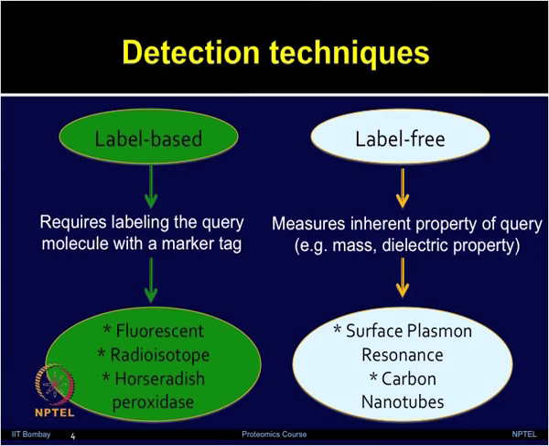The label-based methods require labeling the query molecule with a marker tag. These tags could be fluorescent based, radioisotopes or HRP, horseradish peroxidase, based. Whereas, the label-free methods measure the inherent property of the query, the mass, dielectric properties, etc. There are various label-free techniques which are emerging. Some of the most promising ones include SPR, SPRi and carbon nanotube and different types of nanotechnique-based biosensors.